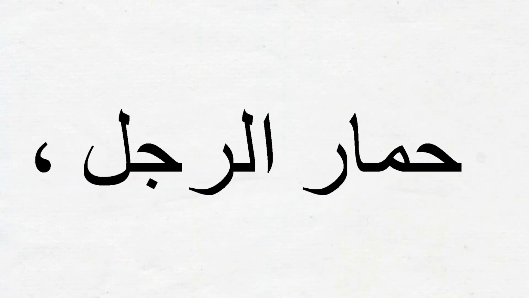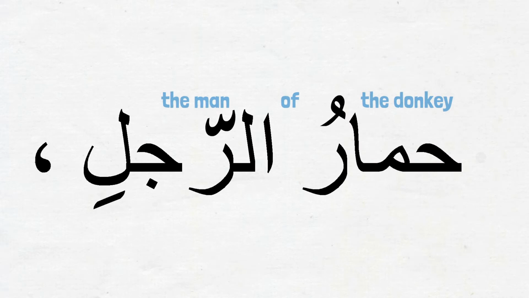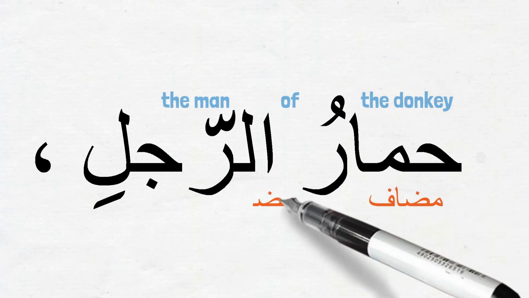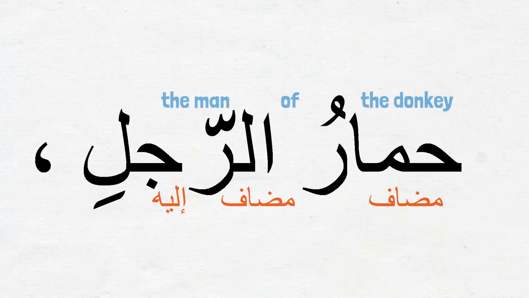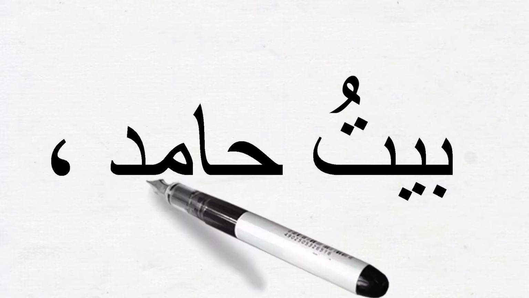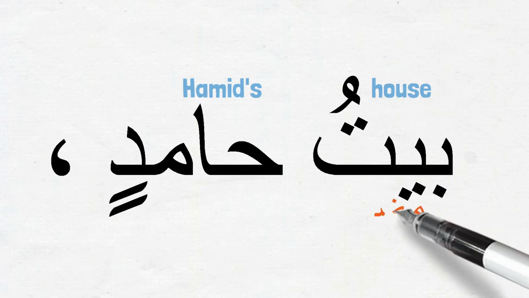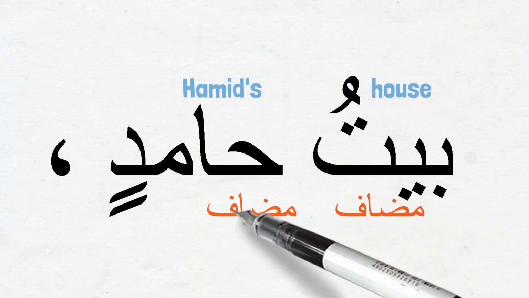The second one. Himarur rajuli. The donkey of the man. Himaru is mudaf and ar-rajuli is the mudaf ilayh. Next. Baytu Hamidin. Hamid's house. What is Baytu here? Mudaf, right? And Hamidin is mudaf ilayh.